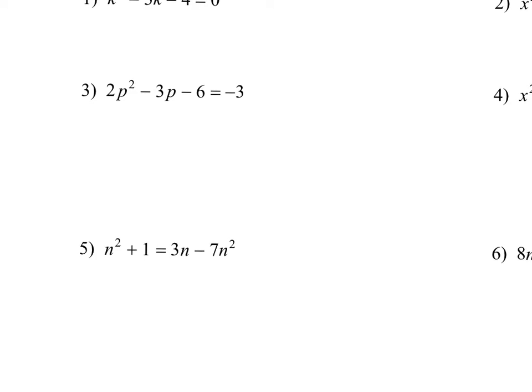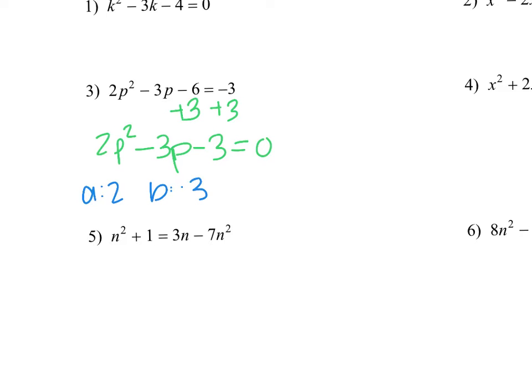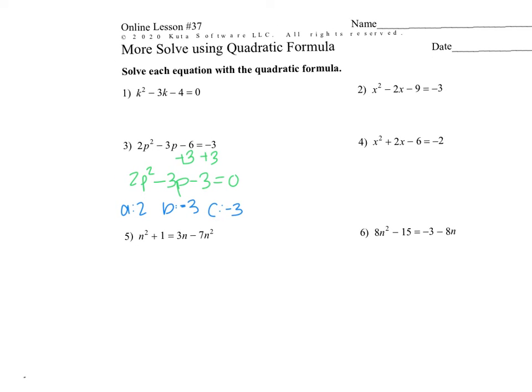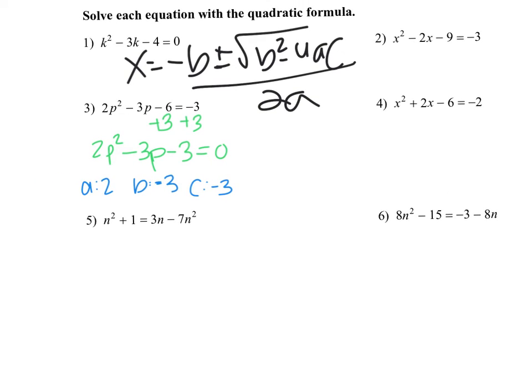Okay, so again, it's not set equal to 0. So I'm going to add the 3 over. 2p cubed minus 3p minus 3 equals 0. And I'm going to label a is 2, b is negative 3, and c is negative 3. Our quadratic formula, I keep erasing it, but that's okay. So we'll sing the song again just to annoy you guys a bit more. X equals negative b plus or minus the square root of b squared minus 4ac all over 2a. Great vocals.